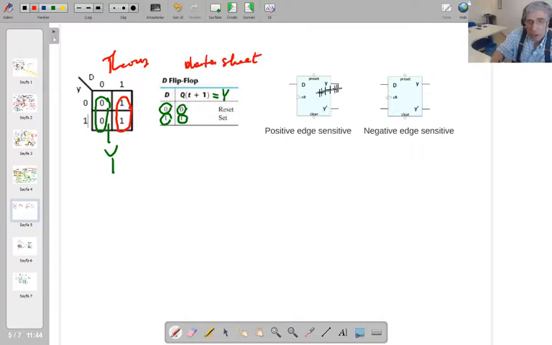Another thing related to the clock: if there is no circle here, and this circle is not the same as the preset and clear input circles, then it is positive edge sensitive, or rising edge sensitive. When there is a small circle here, it is negative edge sensitive, or falling edge sensitive.